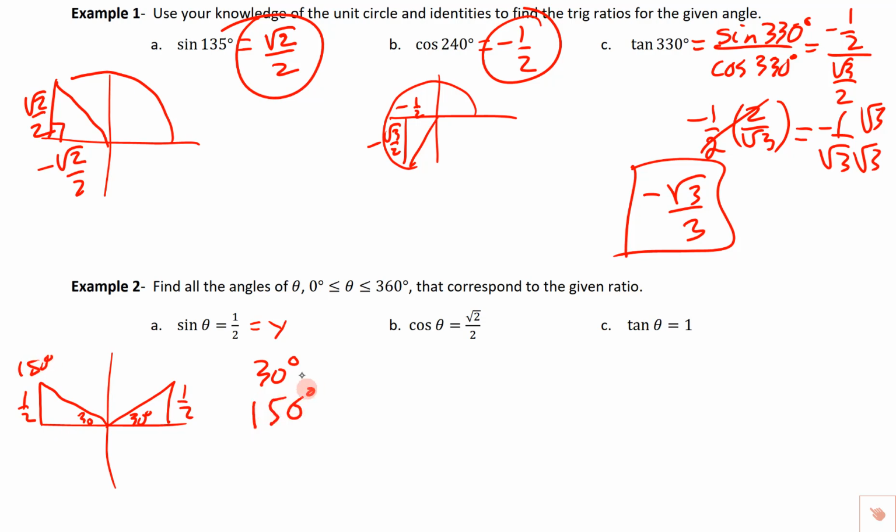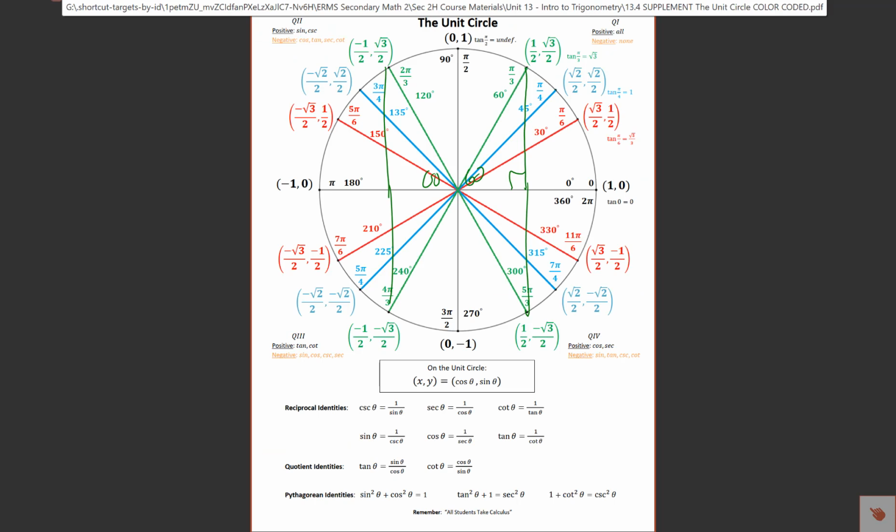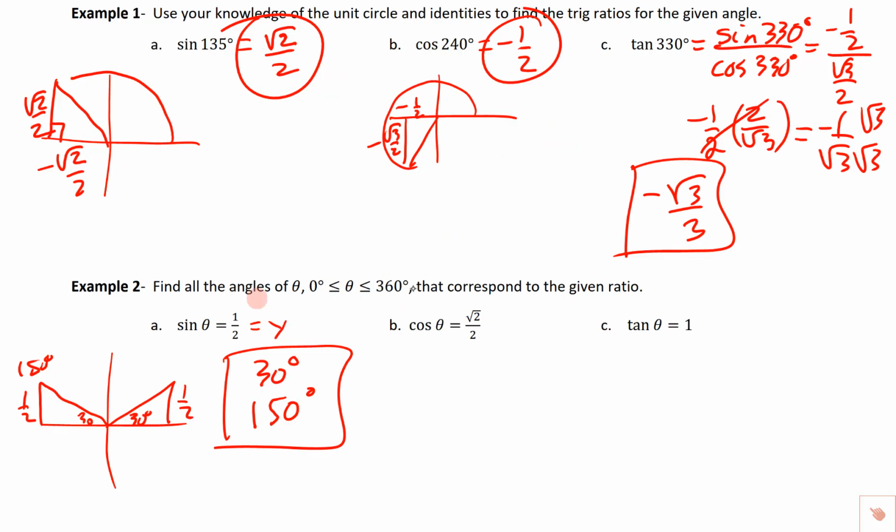So 30 and 150. Now, I'm going to grab the chart, and what we're looking for is a y-coordinate of 1/2. Right there, right there. What's the problem with this right here? It's negative, okay? And we only wanted values between 0 and 360. So you only have to find a couple of them. Let's take a look at this one.